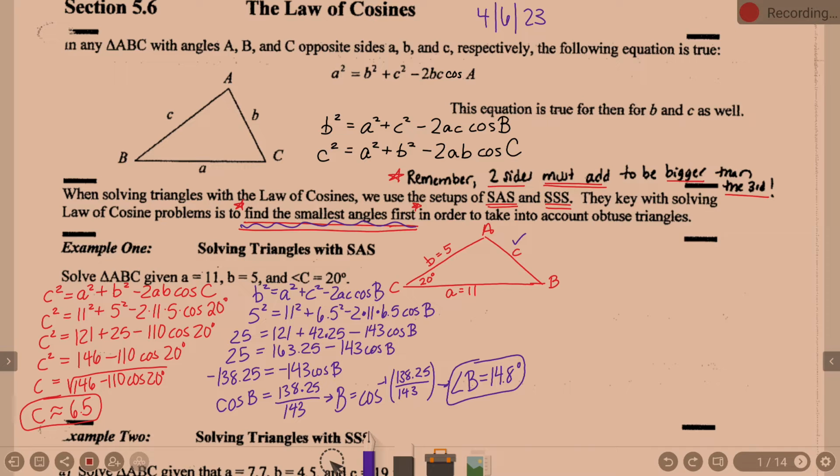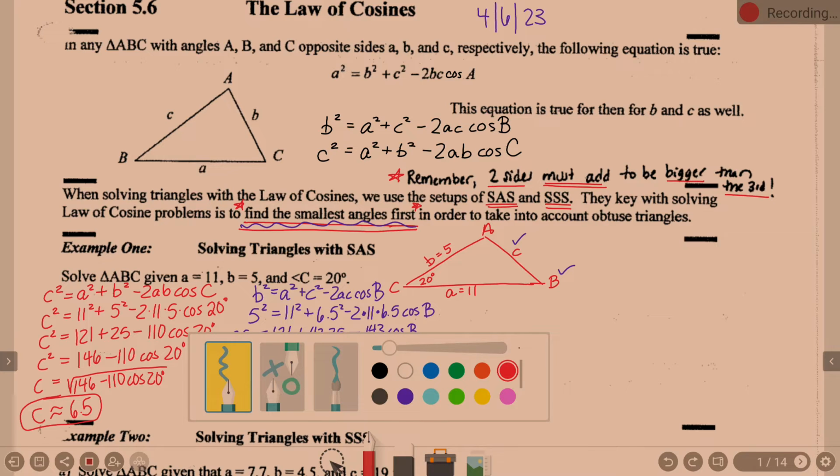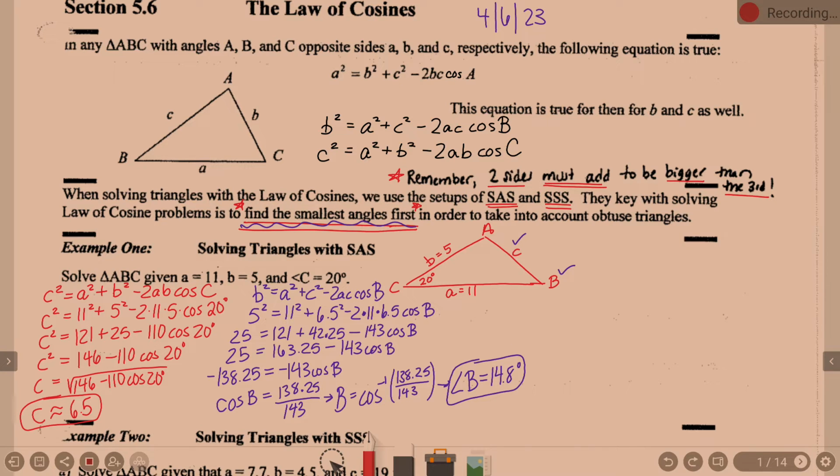Okay, guys. We have side C. We have angle B. What else do we have to find? Angle A. And how are we going to find angle A? 14.8 plus 20, and subtract that answer. Well, 180 minus. You said an extra 8 in there that confused us. Oops, I misspoke.